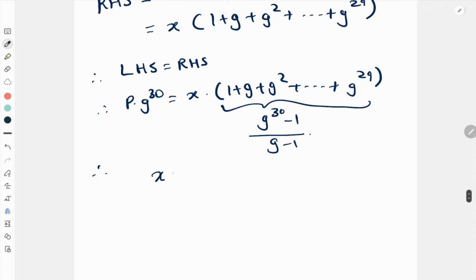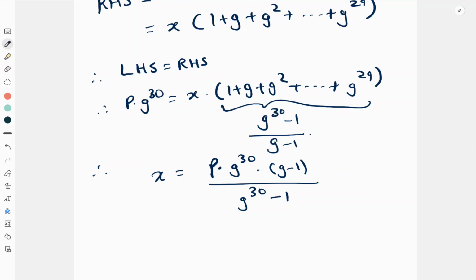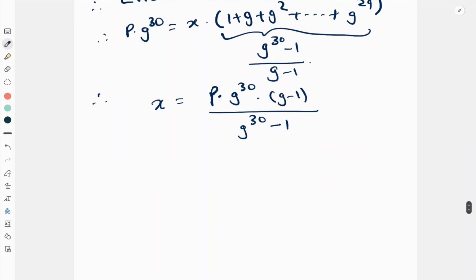So what do we have here? X is equal to P times g raised to 30 times g minus 1, divided by g to the power 30 minus 1. Again, this is looking somewhat complicated, but it is only slightly more complicated than usual. It is just multiplication and division of a lot of numbers, but this is all simple, straightforward linear equations. So I plugged in the numbers here, and this turns out to be $65,051.44 or something.